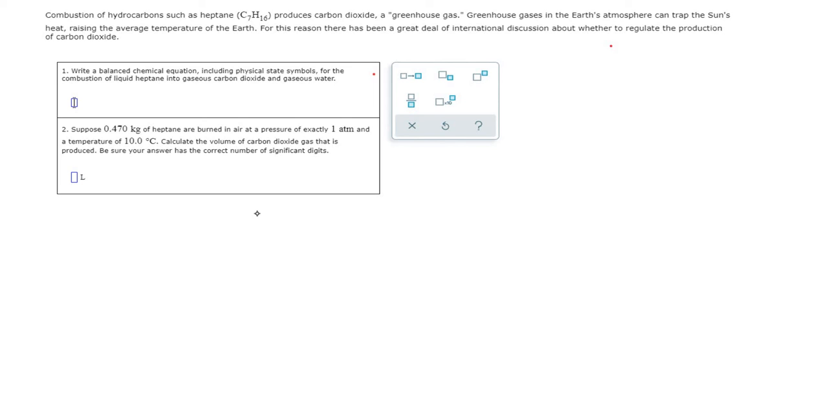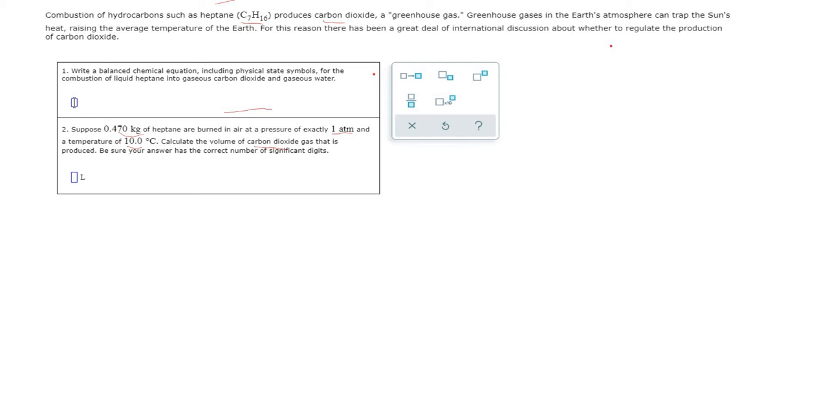Alright, here's a gas problem from Alex. We're going to take some heptane and burn it to produce carbon dioxide and water. Those are the reactions we're going to be worried about, and it's asking us to first write the balanced equation. Then, given a certain mass of heptane and certain conditions, such as 1 atmosphere and a temperature of 10 degrees C, calculate the volume of carbon dioxide that is produced.